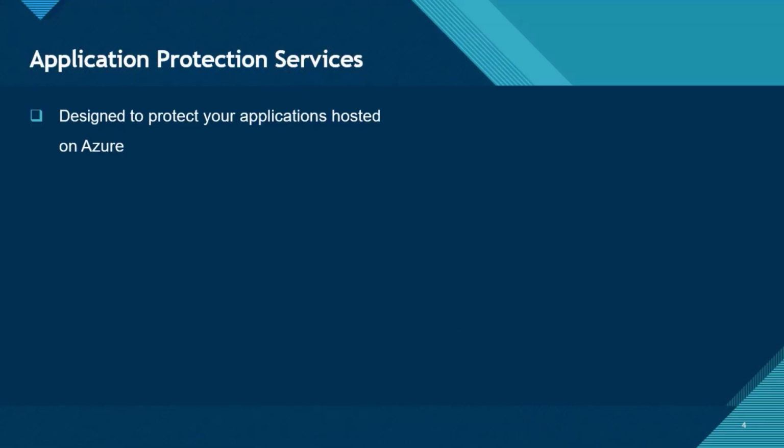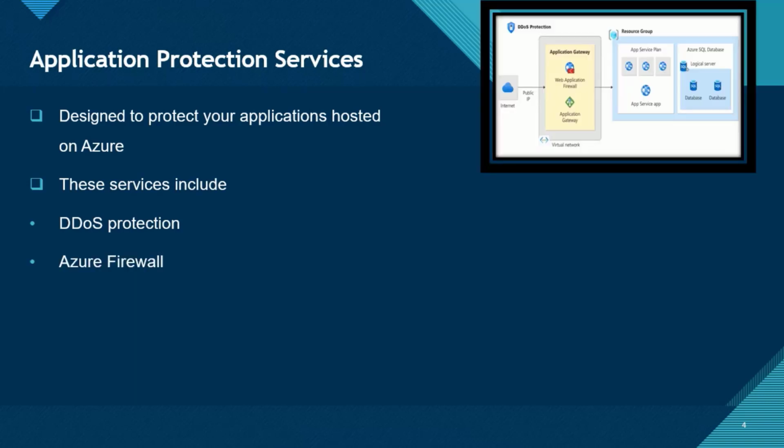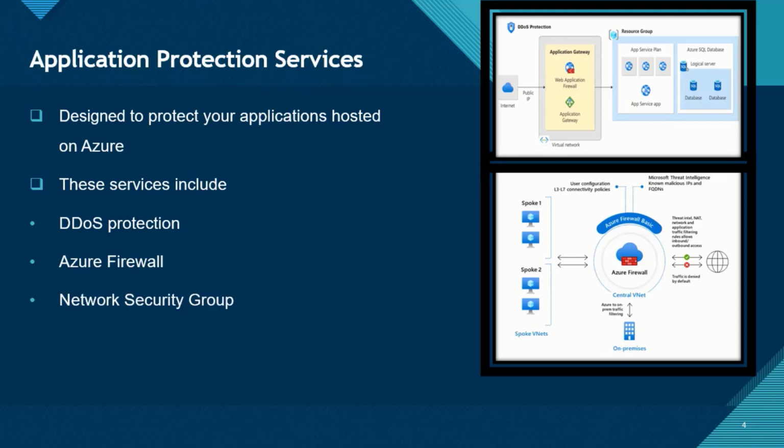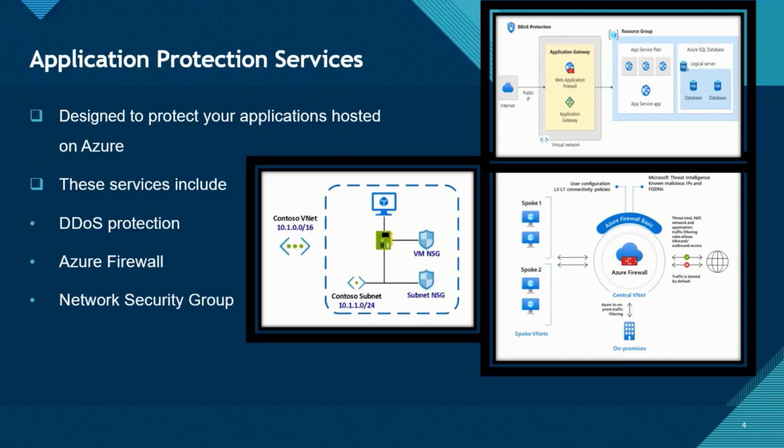The second category of networking services in Azure is application protection services. Application protection services are designed to protect the applications that you host on Azure. These services can include DDoS protection, that is distributed denial of service protection. There is the Azure Firewall. We have the network security group and others. These are just a few examples of services that you can utilize to protect your application in the Azure cloud.